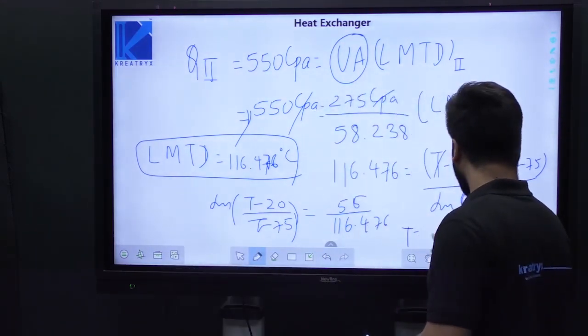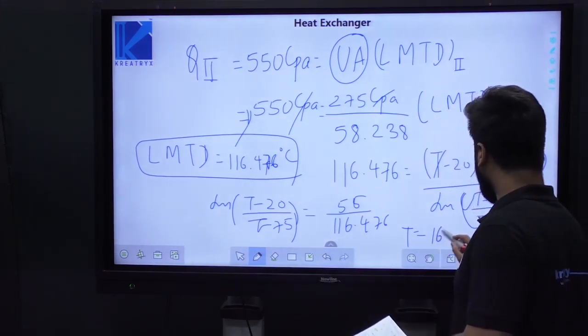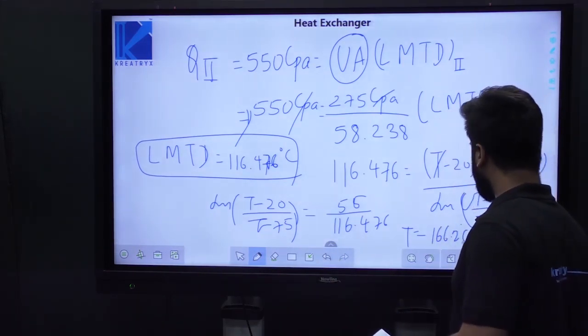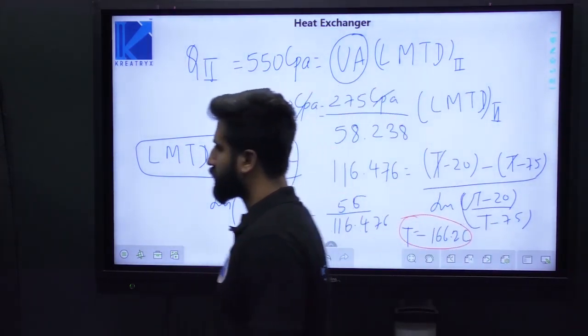I'm directly writing T is equal to 166.2 degrees Celsius. You can solve it. This is 166.2 degrees Celsius.